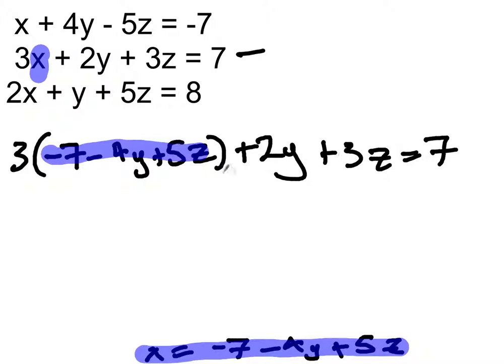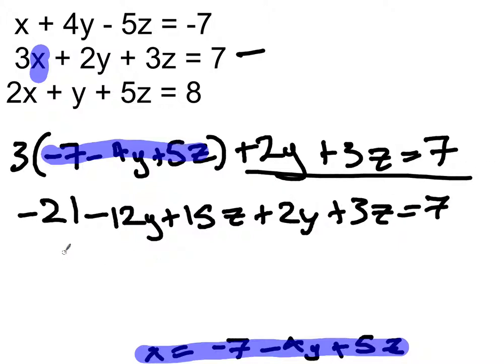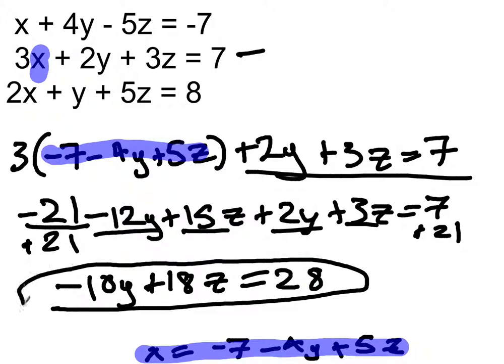Alright, and then I can simplify this. And I will have negative 21 minus 12y, I'm distributing the 3, plus 15z plus 2y plus 3z equals 7. So all this just stayed the same again. So now I'm going to combine like terms to get my y's together, and I'll get negative 10y. Combine like terms to get my z's together, plus 18z. And then I'm going to move this to the other side by adding 21 to both sides. Is equal to 28. So now, using substitution, I've got this down to one equation with two variables.